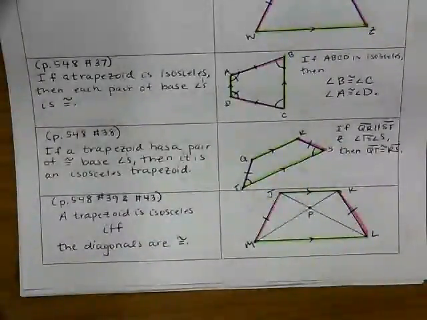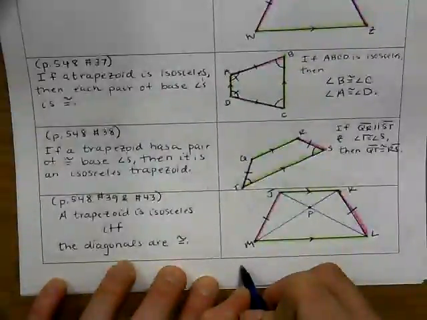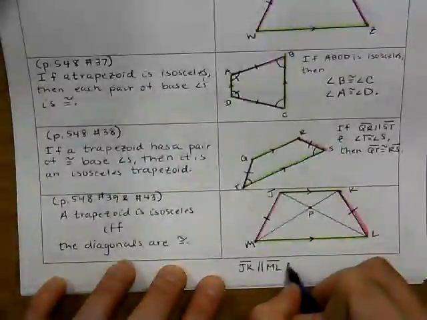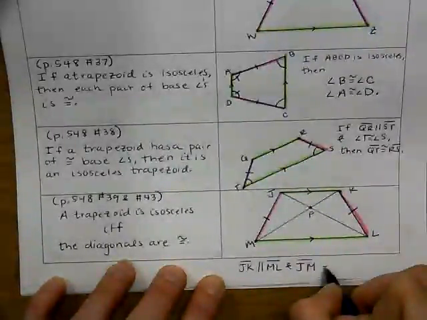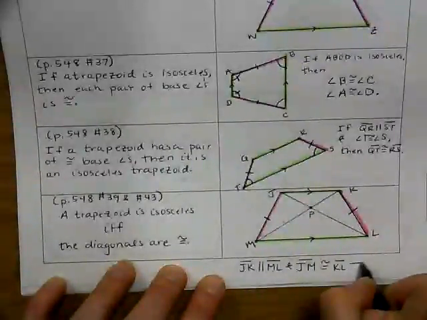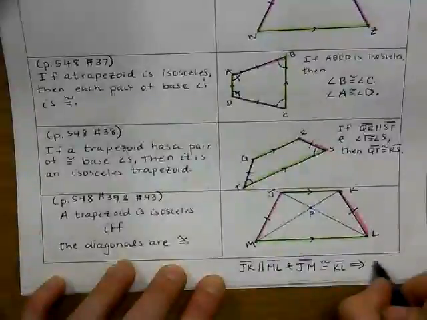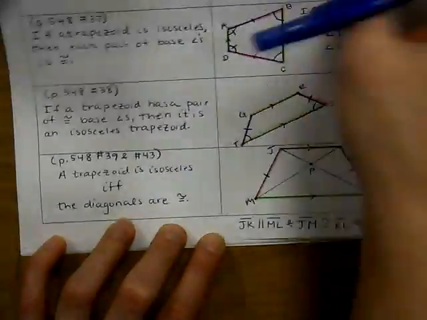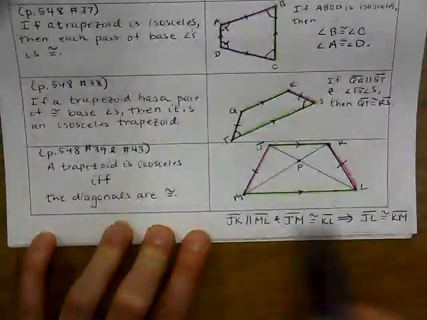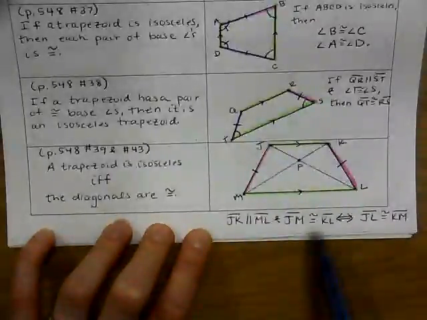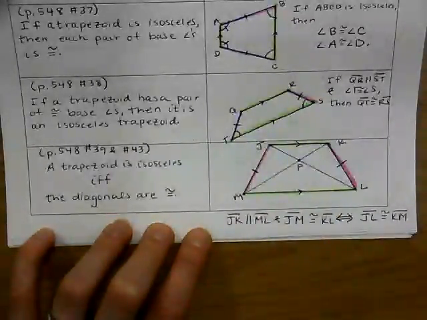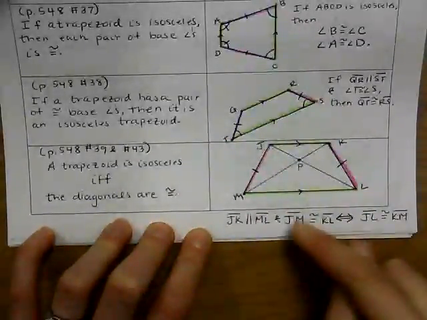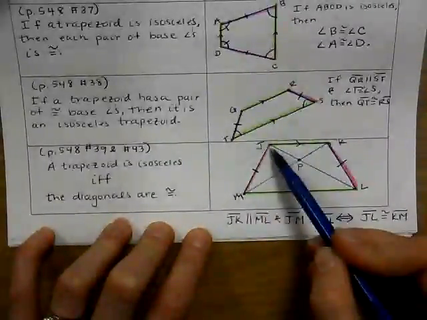this angle P. So we want to prove in one direction that if JK is parallel to ML and JM is congruent to KL, that implies that JL, the diagonal, is congruent to KM, the other diagonal. So that's what we want to prove. That's going one direction. The converse, because we're doing if and only if, would be the other direction, so I'm going to draw the arrow this way as well. When you look at this, not only do we see a trapezoid, but we should see other polygons as well. There's going to be some triangles in here. So your challenge will be, can you prove that these diagonals are congruent?